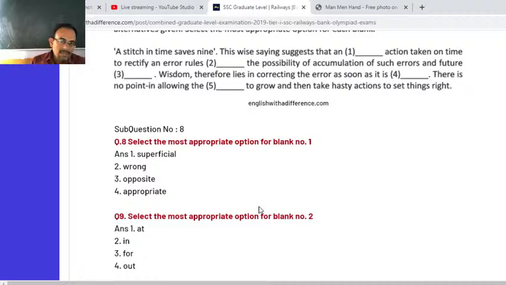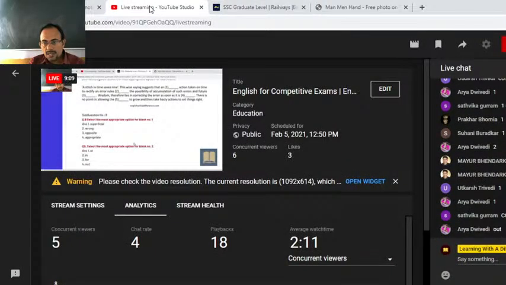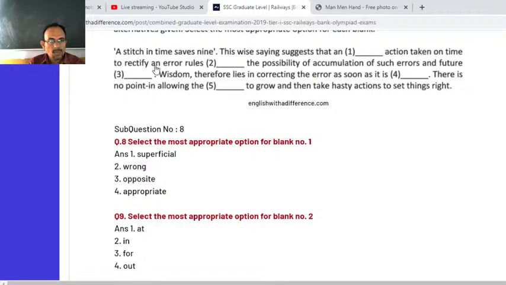Select the most appropriate option for blank number 1. Superficial, wrong, opposite, appropriate. So it should be... have you found anything? Yes, Arya, absolutely correct. It should be rule out. Yes, rule out the possibility.